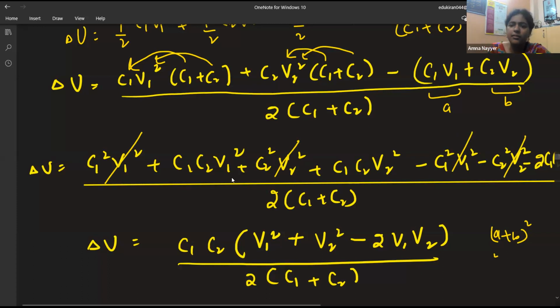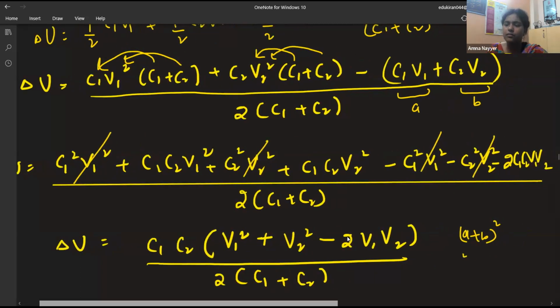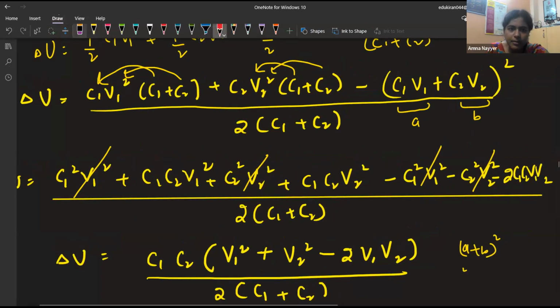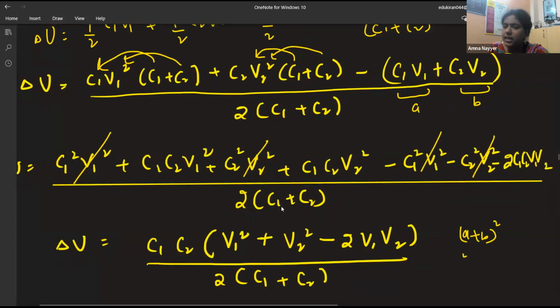So see, what are we left with? C1 C2 V1 square plus C1 C2 V2 square minus C1 C2 times 2 V1 into V2. Now class, I have just taken C1 C2 common. So from here, what is left? If I take C1 C2 common, because that is present everywhere, V1 square is left, plus V2 square is left, minus 2 V1 into V2. These are left, right? So we are obtaining this.